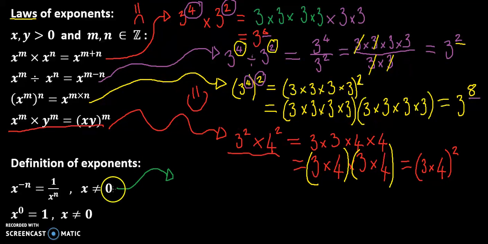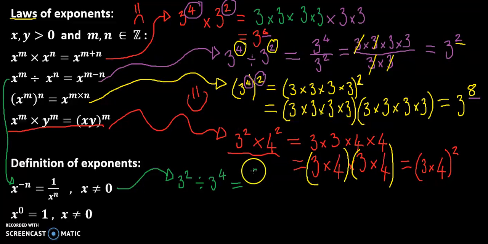I love doing that last one, but let's start with this first one. x to the power of negative n is equal to 1 over x to the power of n. In order to prove that one, I'm going to take this other law and use it there. And I'm going to say 3 to the power of 2 divided by 3 to the power of 4. Now, of course, I don't like the divide sign, so I write it as a fraction.